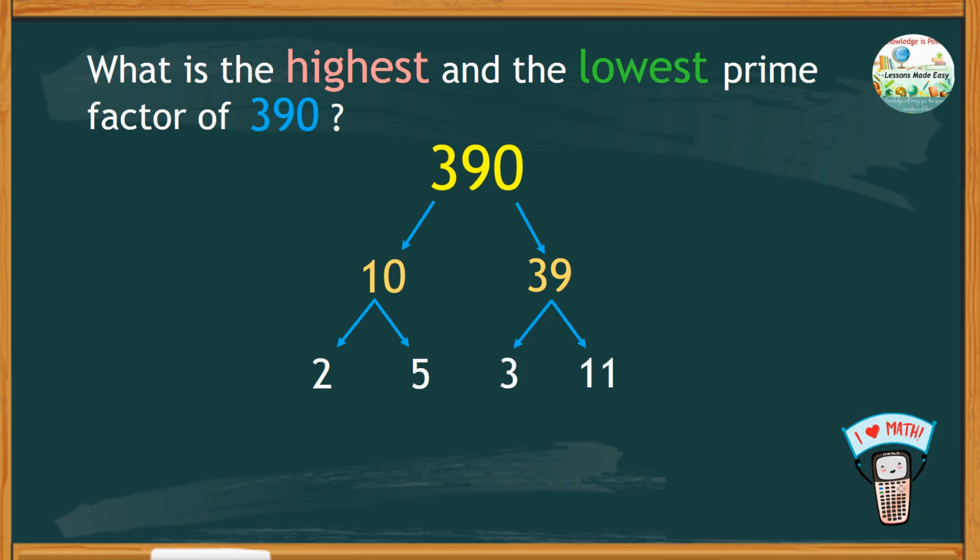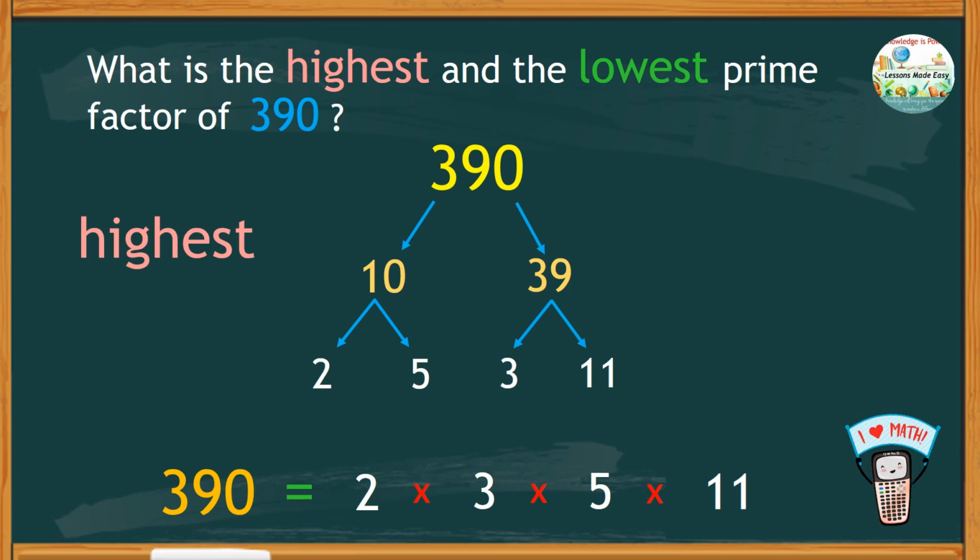Now we have all the prime factors. 390 can be expressed as 2 times 3 times 5 times 11. Our highest prime factor is 11, and the lowest prime factor is 2.